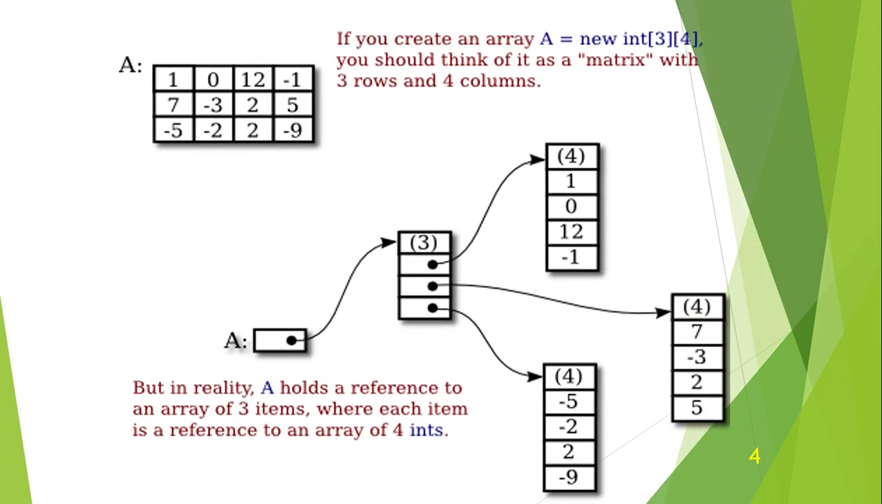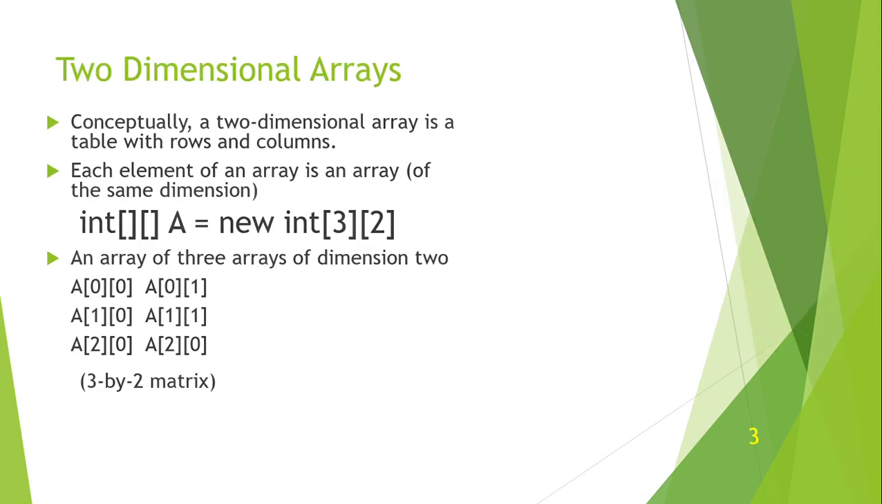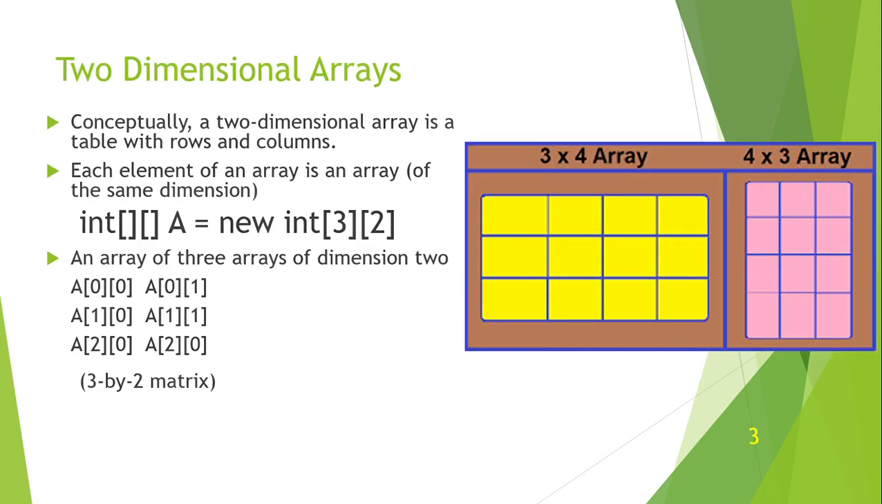So this A is an array with 3 rows and 4 columns. If we create that array, basically you should think of it as a matrix with 3 rows and 4 columns. But in reality, A holds a reference to an array of 3 items, where each item is a reference to an array of 4 ints. So here you can assume the first row as an array, second row as an array, and third row as an array. So basically it is an array of three arrays of dimension 4.